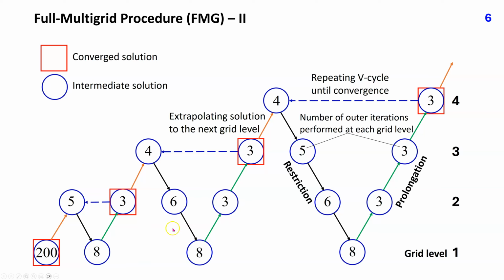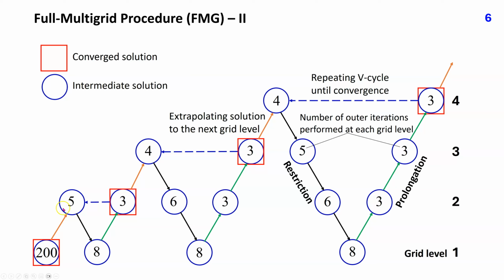This diagram shows the full multigrid procedure up to the 4th grid level used to obtain steady-state solution on a series of grids. The red squares indicate a converged solution at each grid level, while blue circles indicate intermediate solutions. We start on the coarsest grid level. Let us assume that it takes 200 outer iterations to reach a converged solution at this grid level. This solution is extrapolated to the next finer grid, level 2. Here, a 2-grid V-cycle begins.